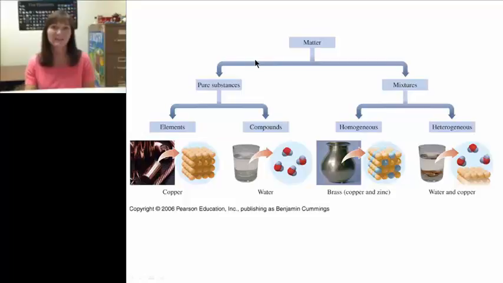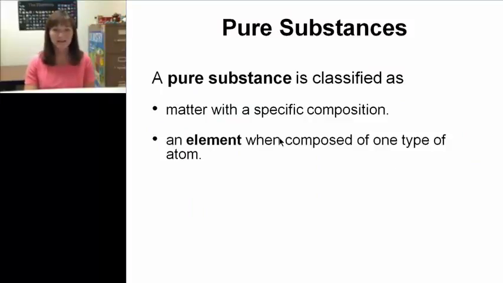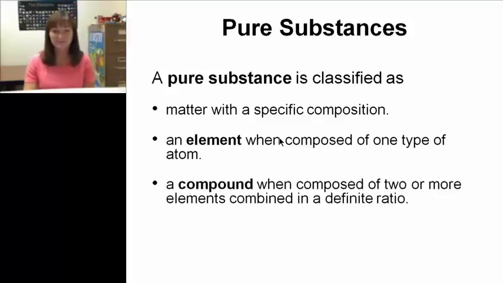Now I'm going to take you down the left side of this flow chart where we're going to talk about pure substances. Notice here on the flow chart that pure substances are then further divided into the categories of either an element or a compound. We'll go through each one of those. A pure substance is classified as matter with a specific composition. It doesn't have a variable composition like the mixtures had. One category of a pure substance is an element, and you're going to know it's an element when it's composed of just one type of atom.